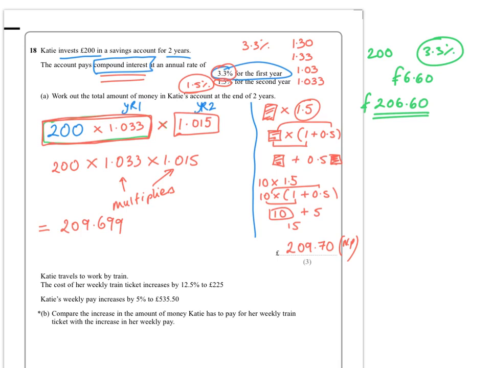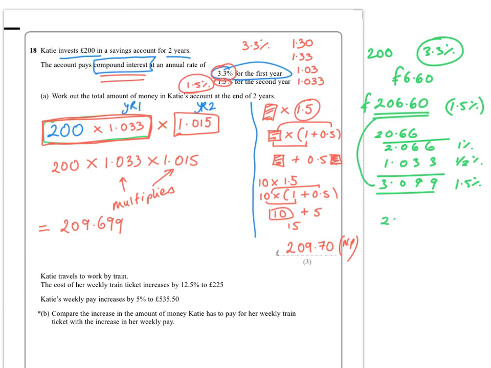And then you'd have to do 1.5% of this. So you'd then have to find 1.5% of this. Well, 10% would be 20.66, and so 1% would be 2.066. So that's 1. And then 0.5% would be 1.033. So 1.5% would be 3.099. And then you just add that on to this amount here. So you'd have £206.60 and 3.099. And that too would give you £209.70 to the nearest penny.